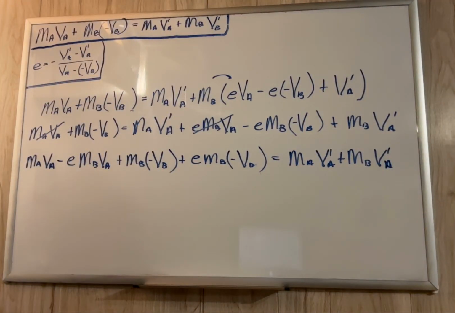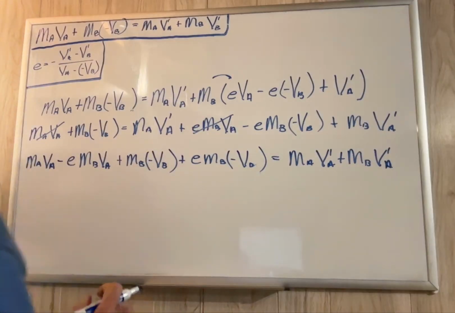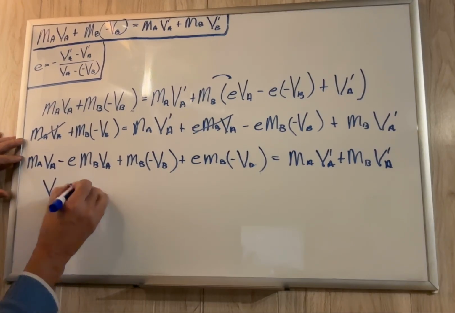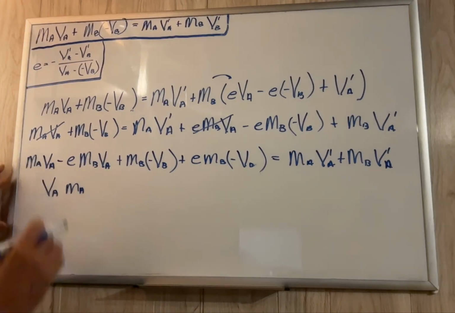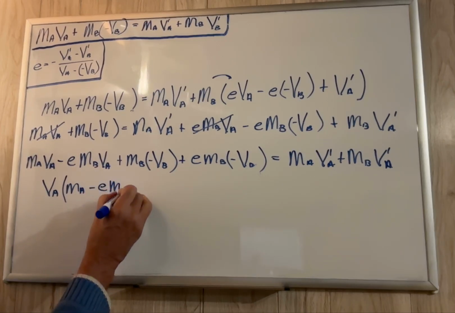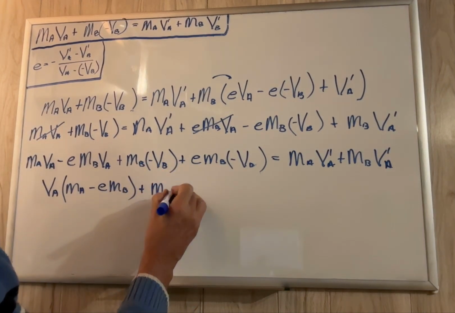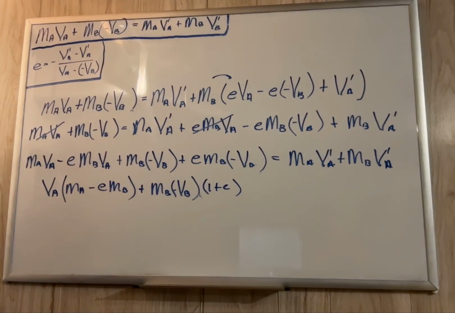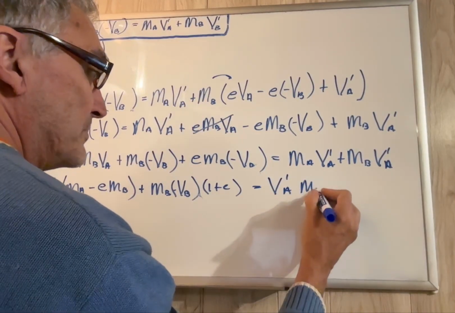All right, so now we can pull out the VA, and we can distribute the VBs and the MB, and we can distribute the V prime A. Let's do that. So we get VA times MA, what would that be? Oh no, it's MA, MB. So we have MA, I'm sorry, MA minus E MB, VA times that, right? Okay, good. And then we're going to distribute out the MB VB, so you get 1 plus E. Does that make sense? Yes, it does. And then that's going to be equal to V prime A times MA plus MB.